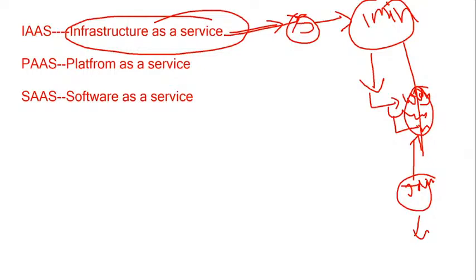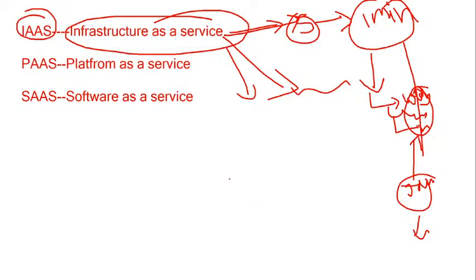Clear? For example, if after 1 year your business is not good, then go and destroy it at that moment. Whatever you have consumed until then, just pay for that. That is infrastructure as a service.